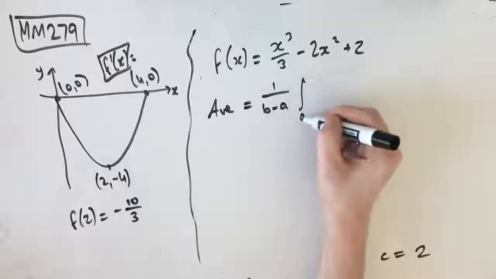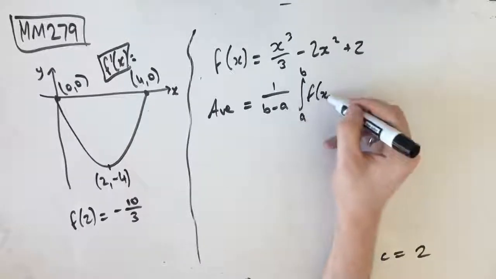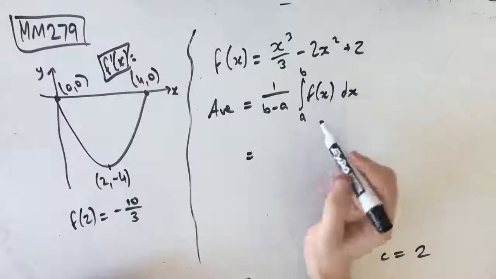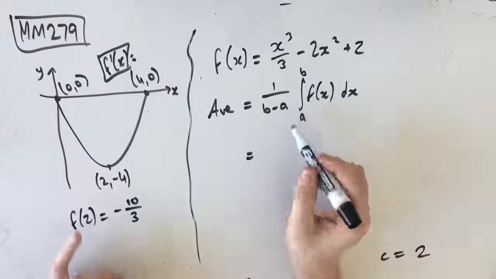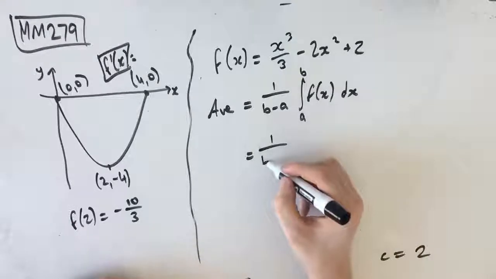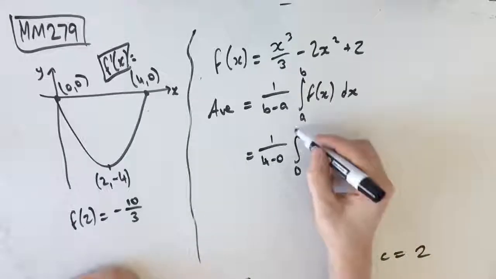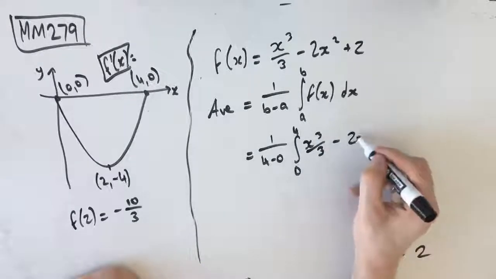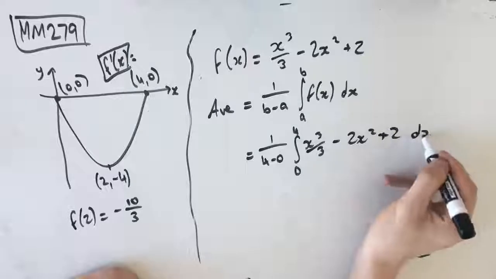Now, to find our average value, we use our average value formula, which is 1 over b minus a times the integral from a to b of f of x. And we're looking for the average value of this function over the interval 0 to 4. Okay, so 1 over 4 minus 0 times the integral from 0 to 4 of f of x, which in our case is x cubed on 3 take 2x squared plus 2 dx.